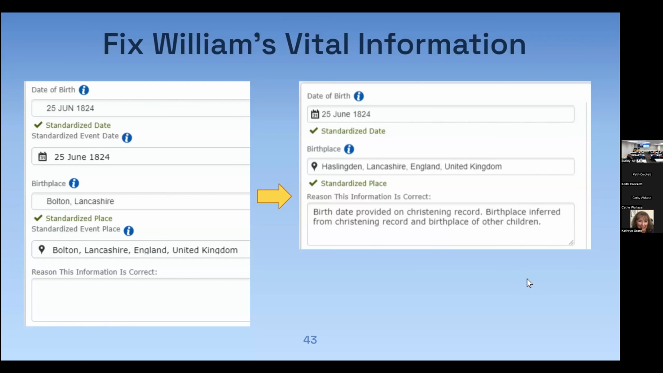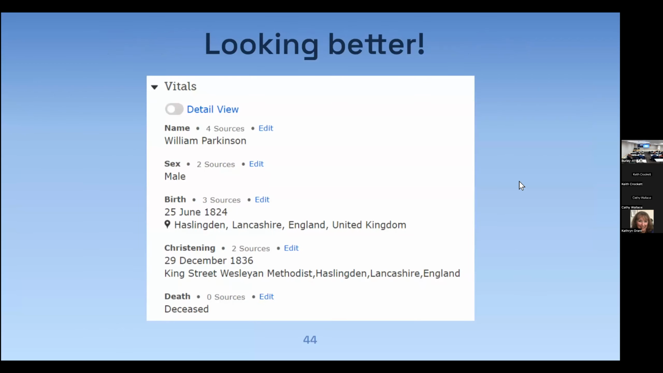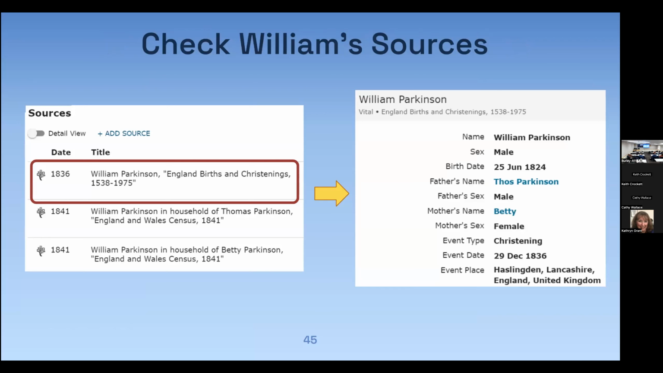And then when we click save, his record is totally cleaned up. His vitals are totally cleaned up. So he's looking better. Now that his facts are straight, it's time to go into the sources.